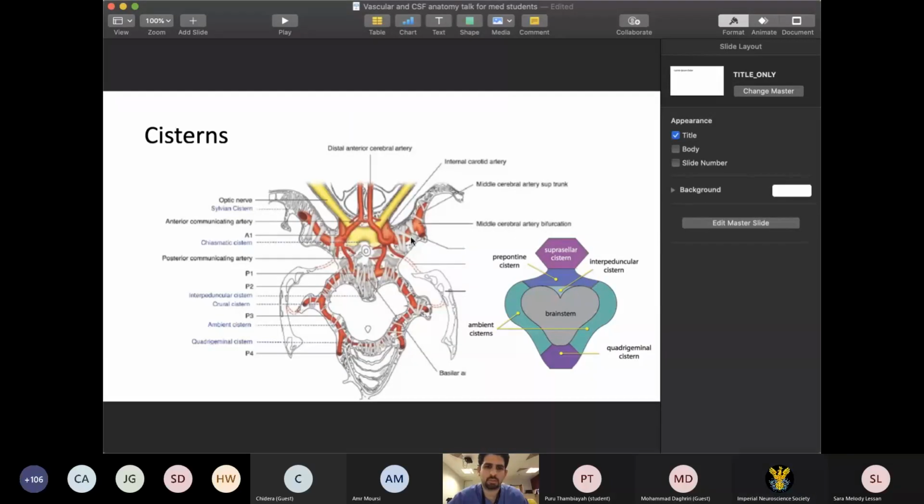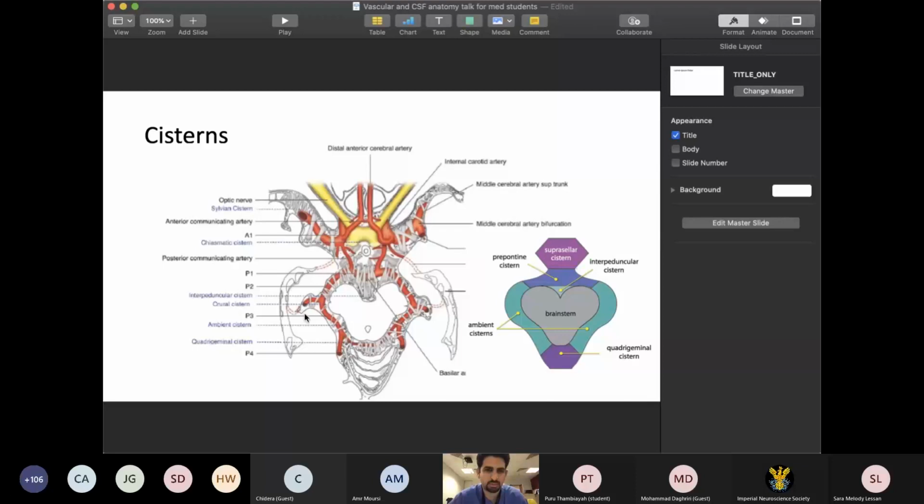So there's your suprasellar cistern here. Your prepontine cistern, as the name suggests, is in front of your pons. That is where you will find the bifurcation of the basilar artery into the posterior cerebral arteries. Ambient cisterns are the ones that go around the side. You'll see here the ambient cistern is actually this bit. The crural cistern, which this doesn't show, is the connection.